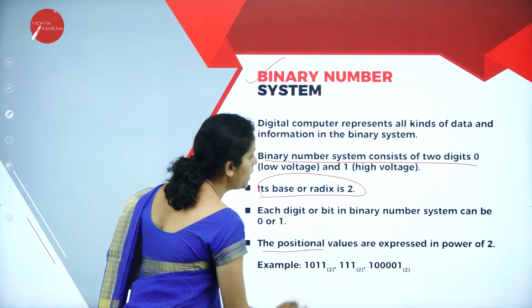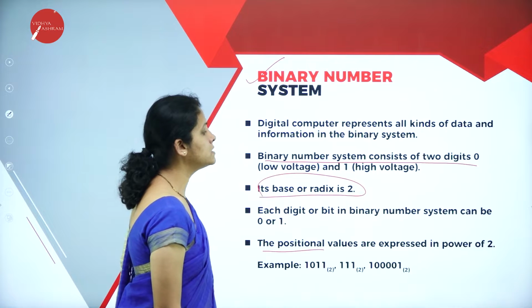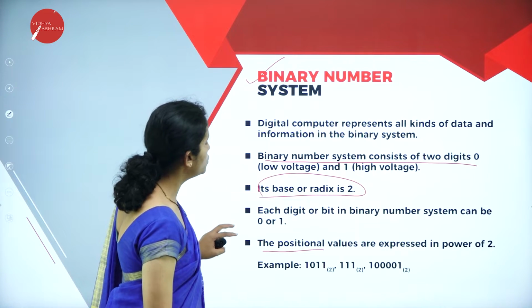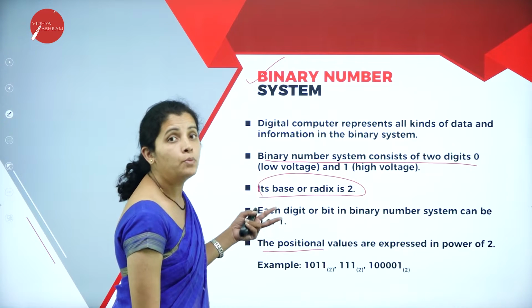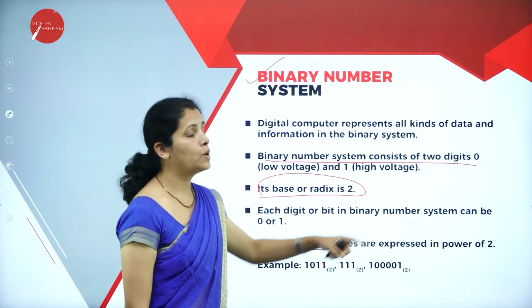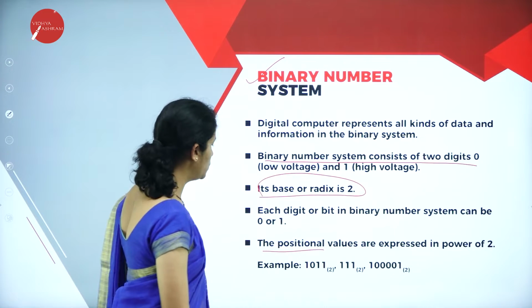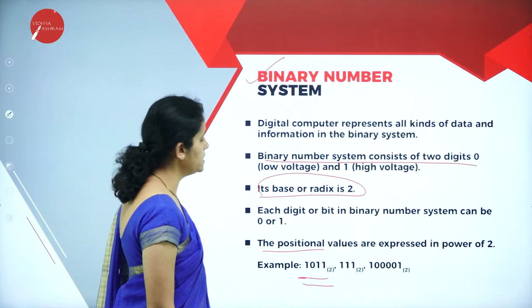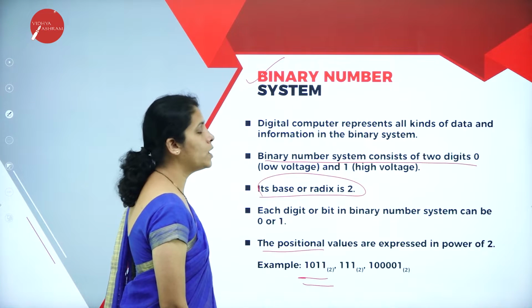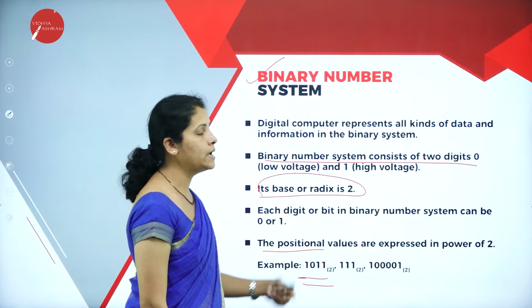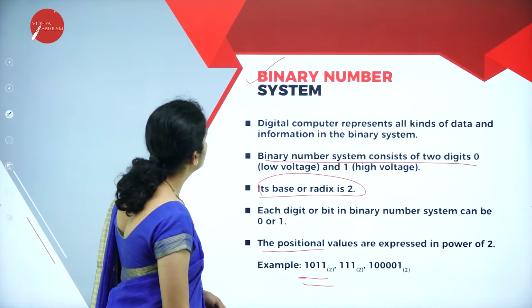The positional values are expressed in power of 2. That means if I want to represent the positional value, then how can I? For that, I'm going to have the power of 2. So this is the example for binary numbers, that is 1011 and it's of type binary, and 111 it's of type binary, etc.